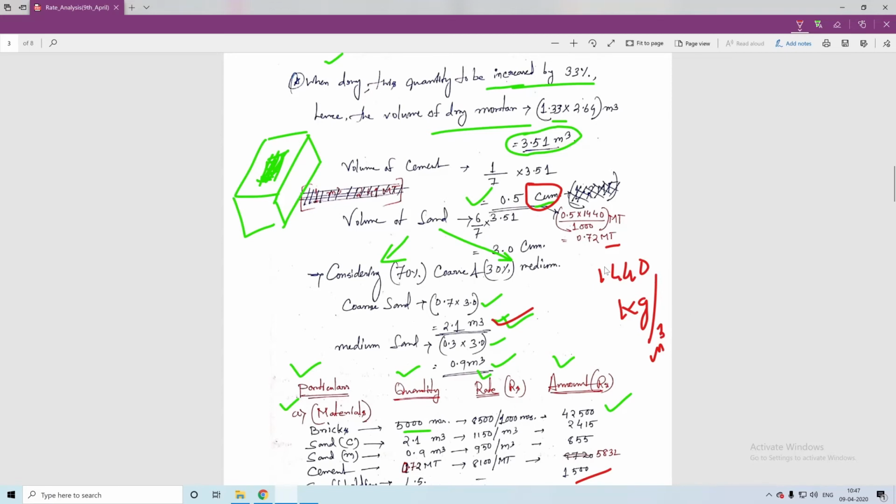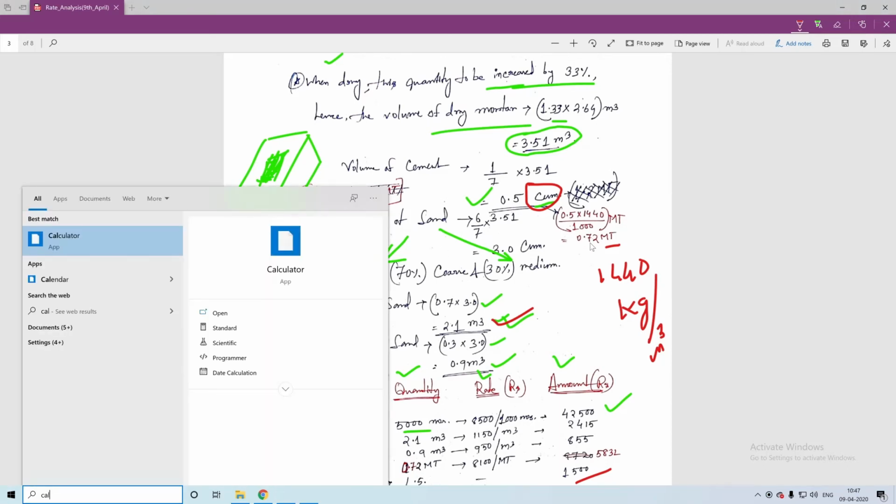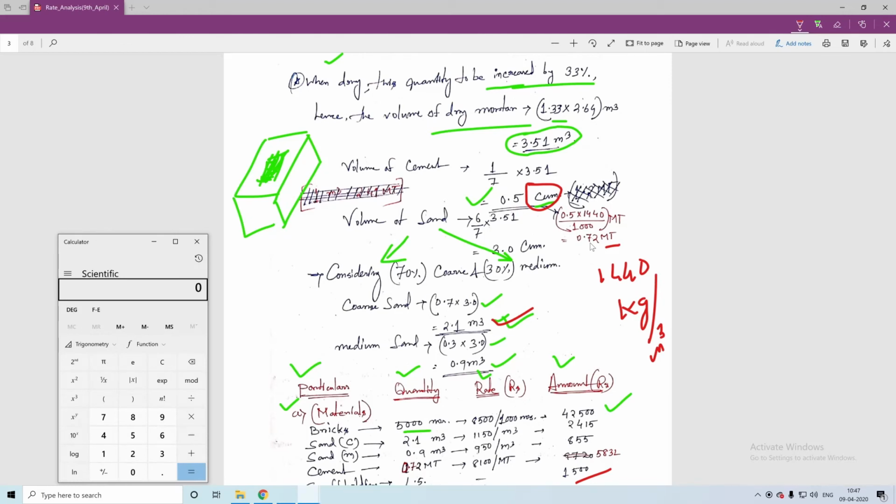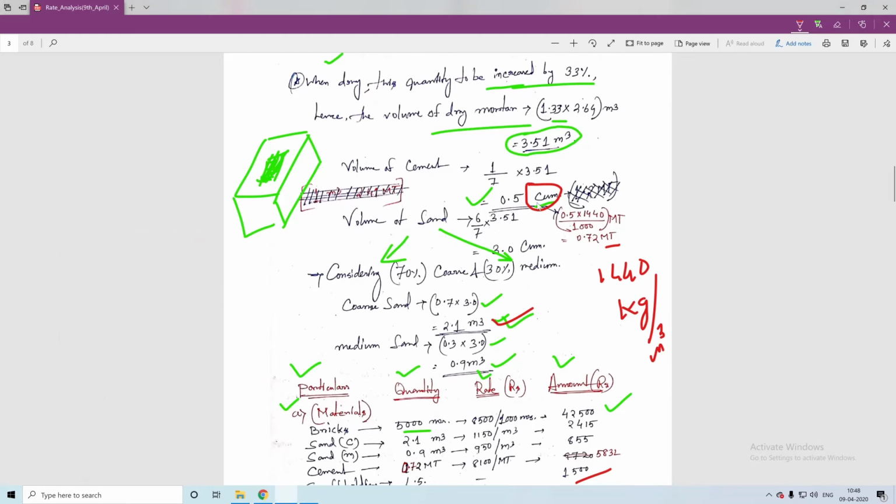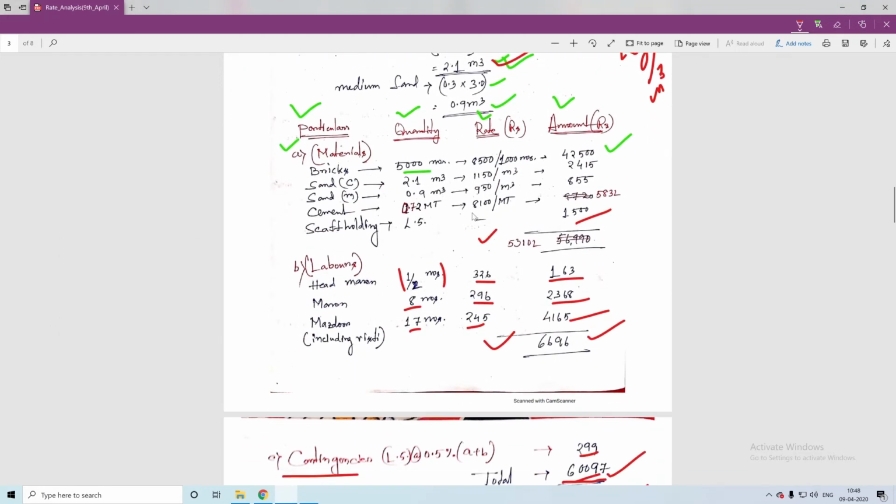Very simple. Now if you multiply this 1440 with the 0.5 and divide that by 1000, you will get the value in metric ton. So you just multiply this and you will get the metric ton value. I will show you. So 0.5 into 1440 divided by 1000, so this is 0.72. Okay, now you could understand, and this value is put over here and you just multiply 8100 by 0.72, you will get 5832.